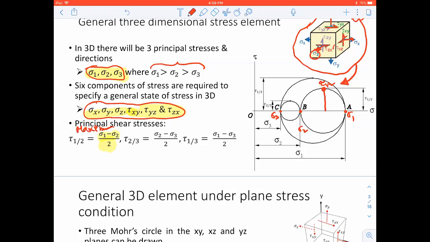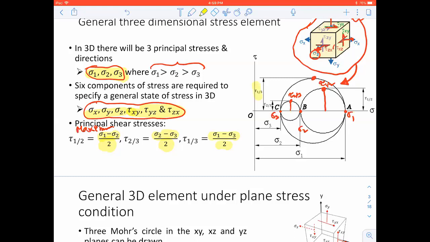Now for the BC circle, this is my radius. My radius is sigma 2 minus sigma 3 divided by 2. So that gives me the shear stress for this circle. And for the big circle, my radius is sigma 1 minus sigma 3 divided by 2, and that's over here, tau 1/3.